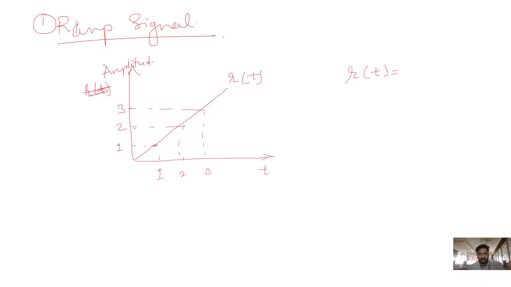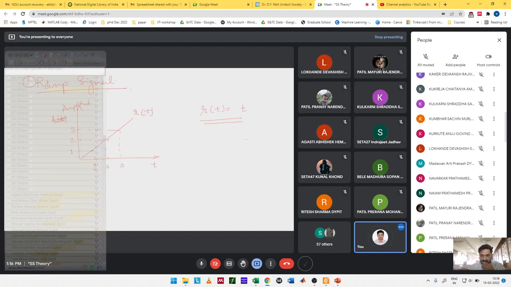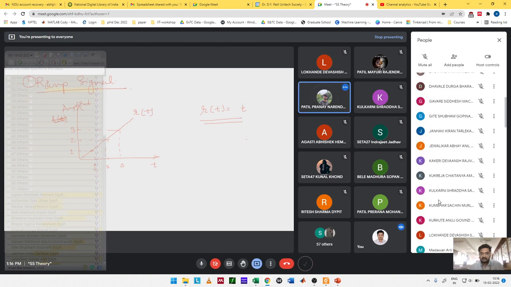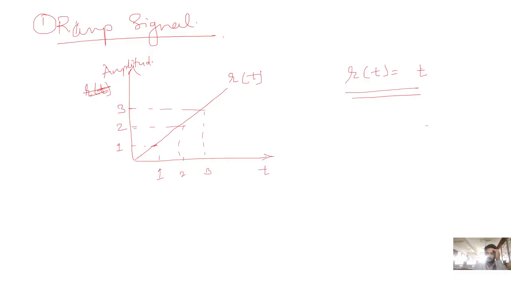It is simple. So r of t, if I write it as t, you can see that for t equal to 1, the amplitude is going to be 1. If t is equal to 2, the amplitude is going to be 2, and if t is equal to 3, the amplitude is going to be 3, and therefore the equation is r of t is equal to t. Am I making sense? Now you understand this. This is the general equation; in many cases we are going to use this.